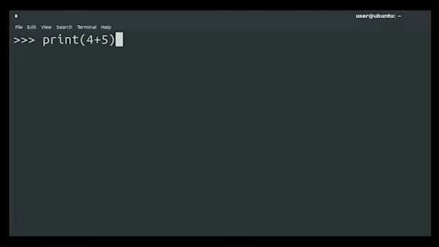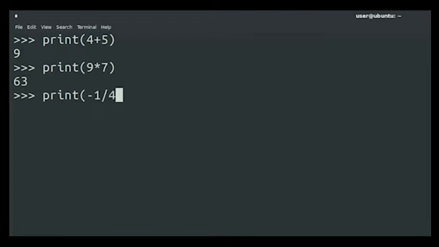So, 4 plus 5 is 9. 9 times 7 is 63. Minus 1 divided by 4 is minus 0.25. Easy! Repeating or periodic numbers are printed in a longer format.